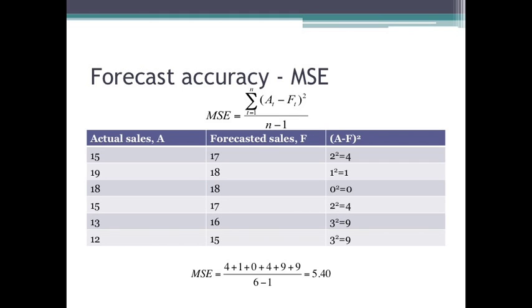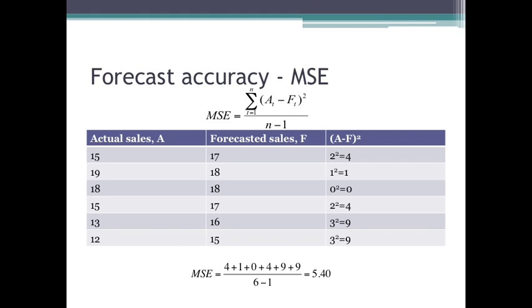For 6, 3 squared is 9. What we then do is take those squared errors and sum them up, so 4 plus 1 plus 0 plus 4 plus 9 plus 9. Then we divide by the number of measurements minus 1. There were 6 measurements, so 6 minus 1 is 5.